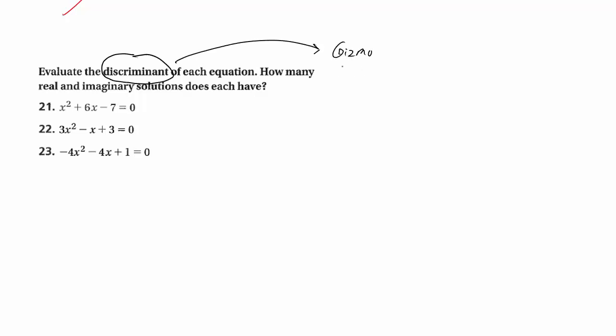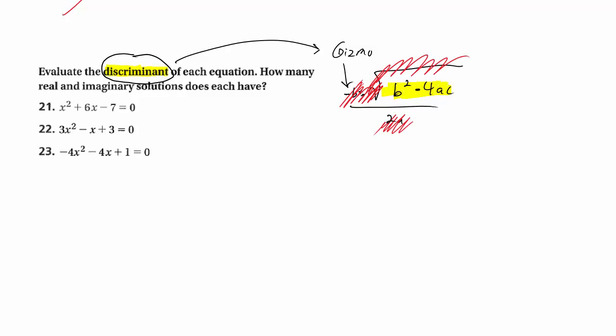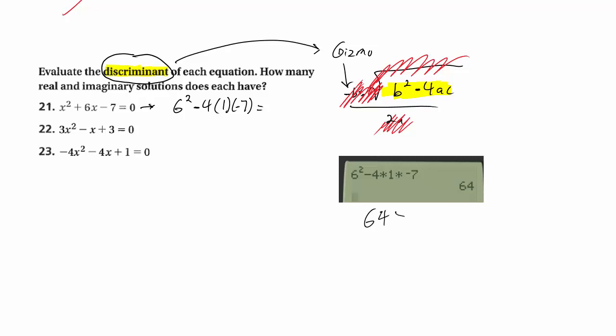For 21 through 23, if you remember on a little Gizmo or Explore Learning document, there are questions about the discriminant and what kind of solutions you have when your discriminant is positive, negative, or 0. So we're going to find the value of the discriminant. That's the b squared minus 4ac. So I'm going to calculate that for each of these equations, which are conveniently already in standard form.